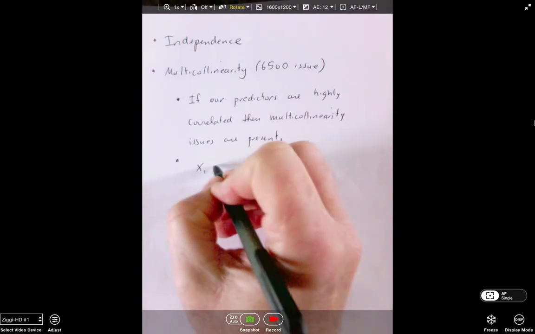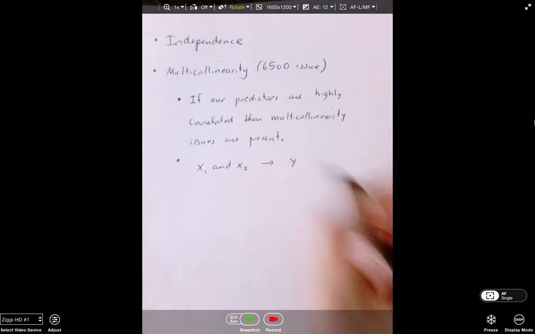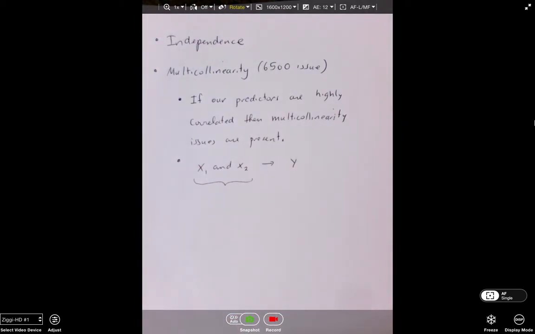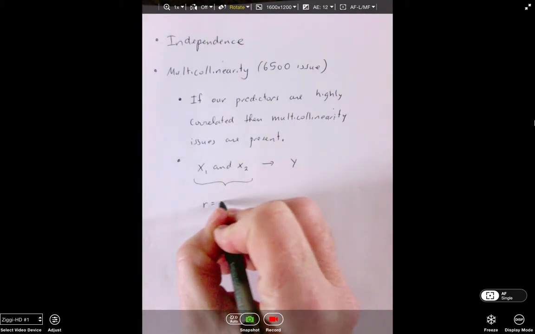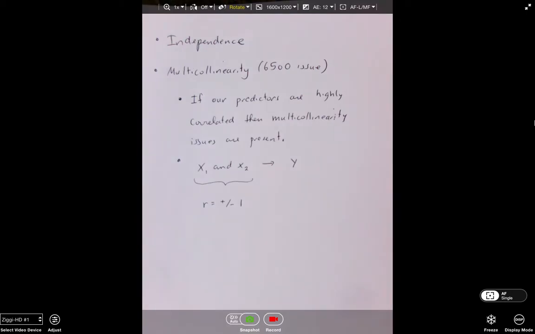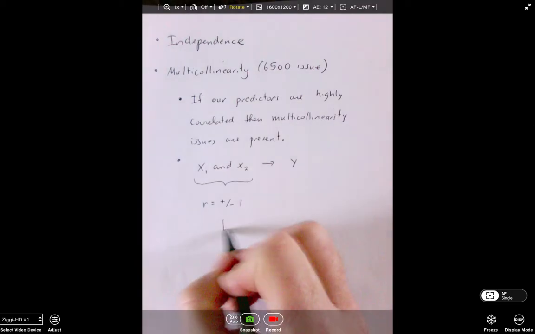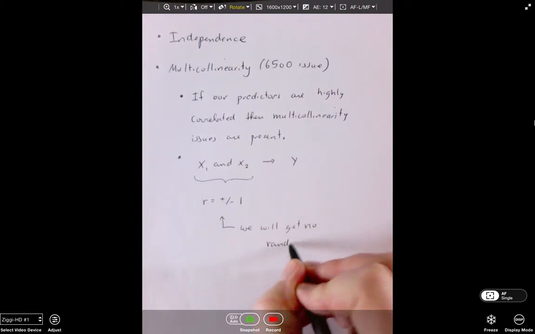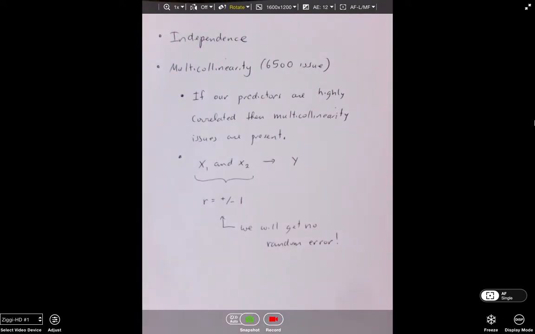So imagine that we had x1 and x2 that we wanted to use to predict a continuous dependent variable. So we would be using a multiple regression technique, not logistic regression. Okay. So what I want to assume is that the relationship between x1 and x2 is perfectly correlated. And what I mean by this is that our R value here is either plus or minus 1. And what will happen in this situation is we will get no random error. And typically, when people say you're not going to get any error, you think, well, that's a good thing. Well, actually, it turns out it's not a good thing because of the statistical dilemmas that it creates.